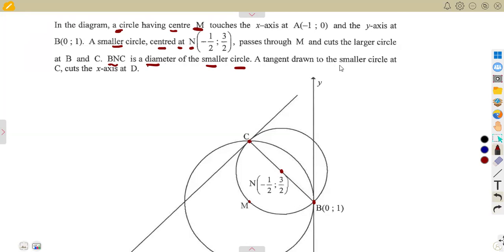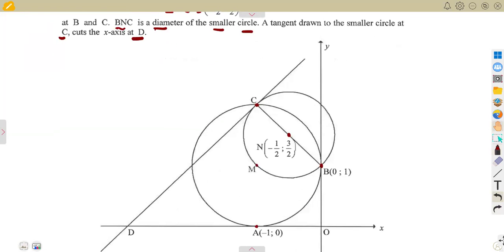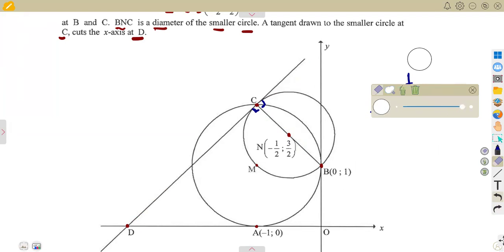And a tangent is drawn to the smaller circle at C and cuts the x-axis at D. So this is a tangent, and it must maintain the properties of a tangent. What are the properties of a tangent? Remember, a diameter or a radius, when it meets with a tangent, they meet at 90 degrees. So at this point we have 90 degrees at C. These are the theorems that you are also supposed to put into consideration.